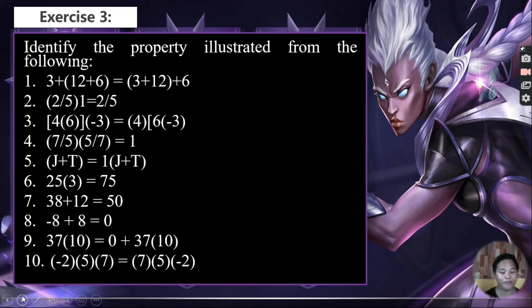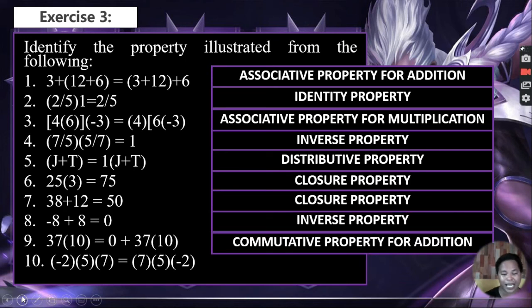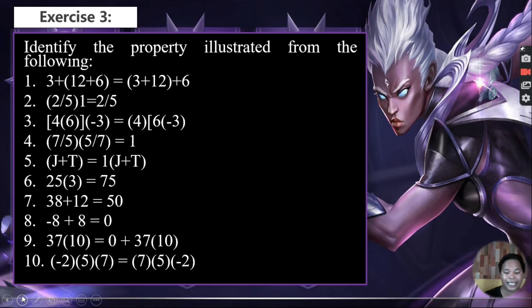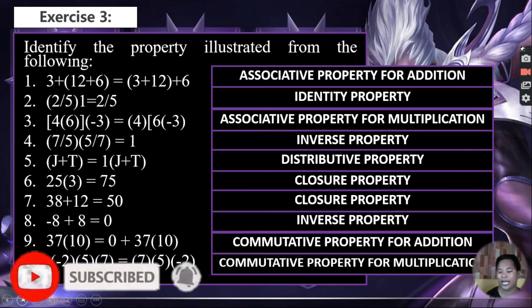For number 9, we have 37 plus 10 is equal to 10 plus 37. What property? This is the commutative property for addition. And the last one, for number 10, negative 2 times 5 times 7 is equal to 7 times 5 times negative 2. This is an example of commutative property for multiplication. So, ilan po yung ating nakuhang tamang sagot sa exercises na ito? Sana naka-perfect po ang lahat.